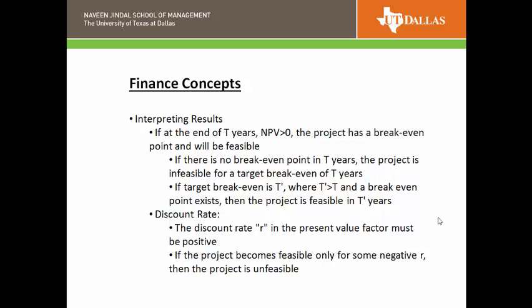Interpreting results. If at the end of T years NPV is positive, this shows that the project has a break even and will be feasible. But if there is no break even at the end of T years, this shows that the project is not economically feasible. Also, there can be a situation where the break even occurs at T prime years, which is greater than T years. Then we can say that a break even does exist, but it is feasible in T prime years.